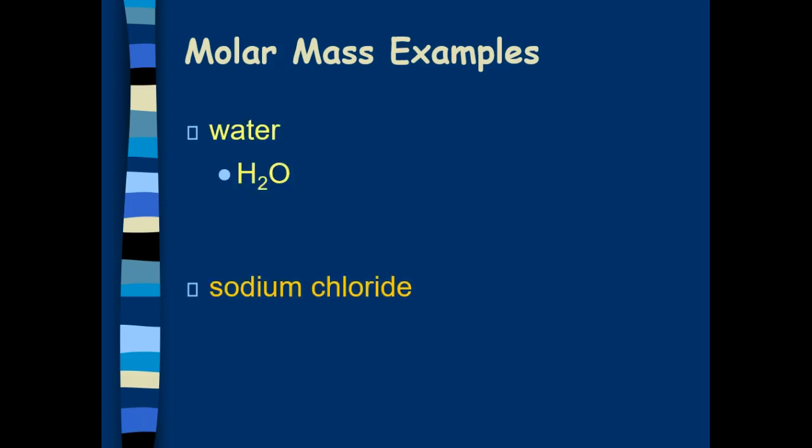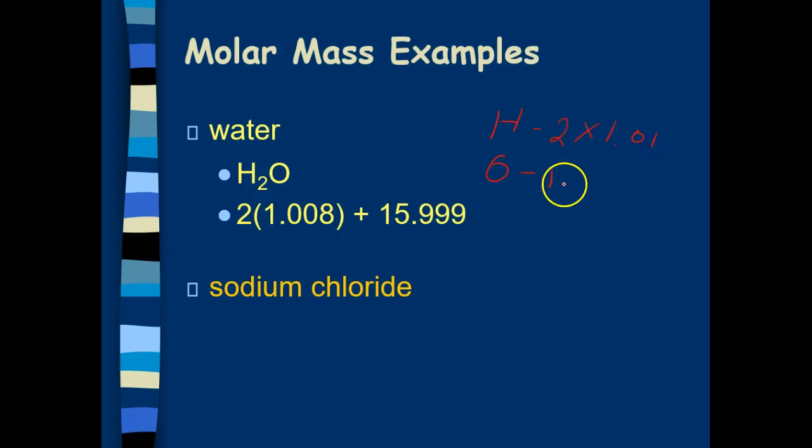Water, to get the molar mass, you break everything down. Let me do it the way we did it in class. You have H and O, you put a 2 and a 1, times 1.01 and times 16. We're going to round; when you multiply across and add down, you get 18.02 grams per mole.